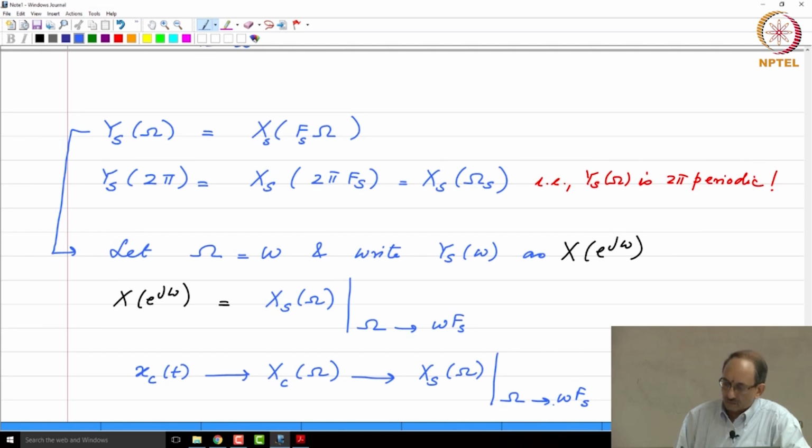Then we will take Xs of omega and replace omega by little omega times Fs, and then we will see that this will give us x of e to the j omega, and we will do this by taking specific examples for which we know the CTFT and the corresponding sequence's DTFT also will be known. We will start off from the CTFT and derive the DTFT going through these steps for well known sequence functions, and then we will see that we will get back the same expression that was derived when we encountered the sequence's DTFT. So, now you will be able to see the connection much closer.